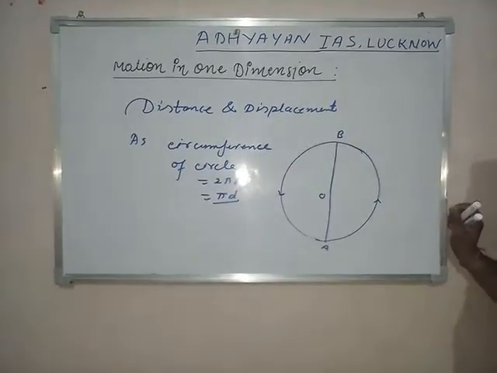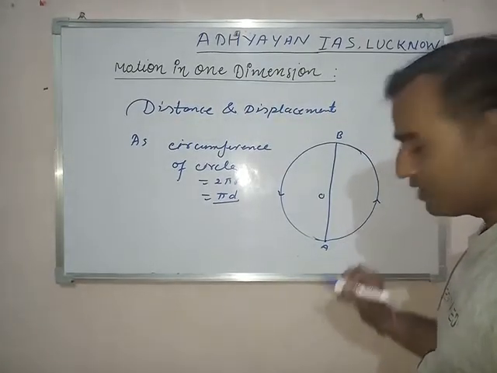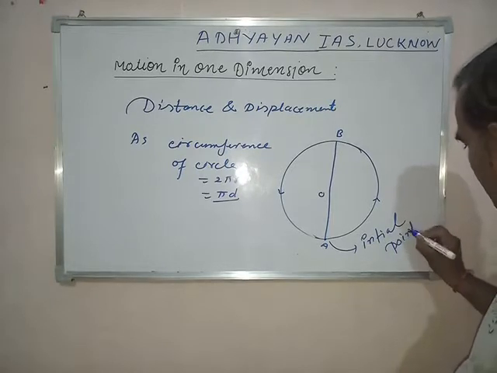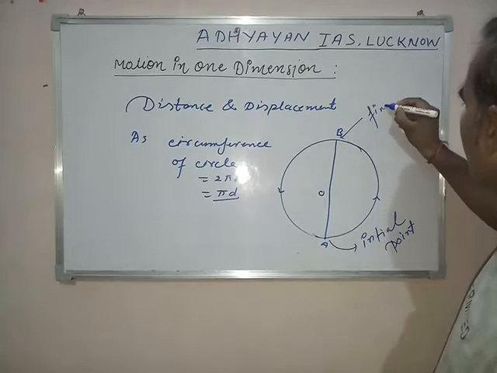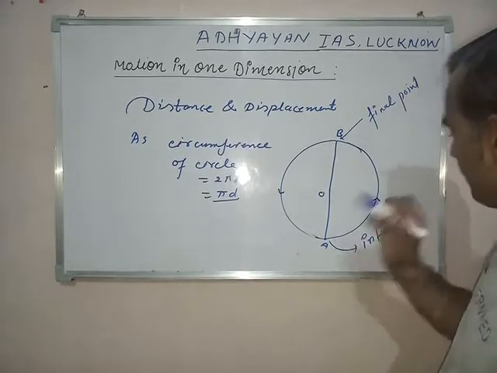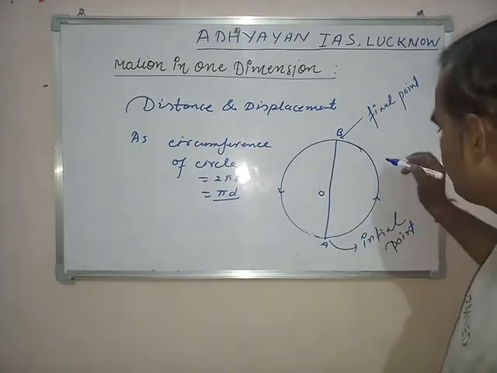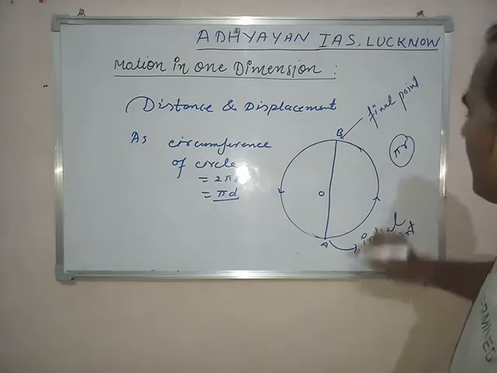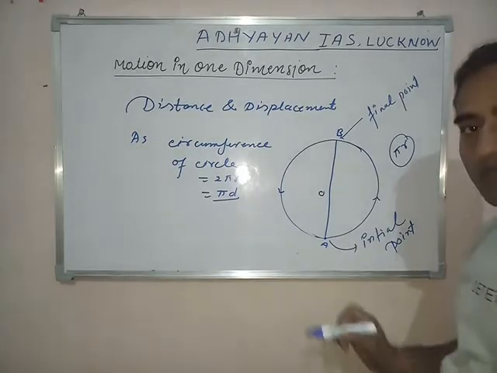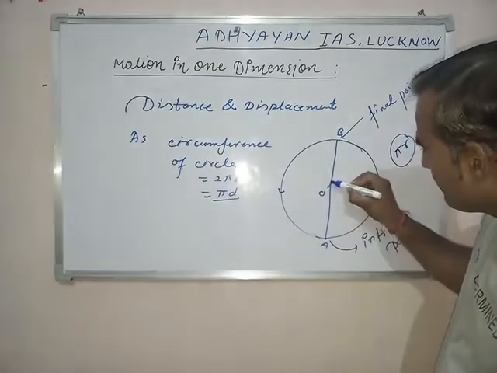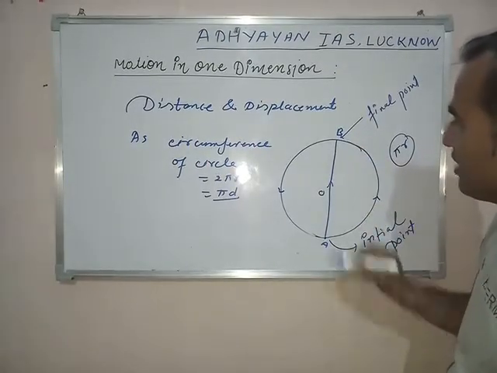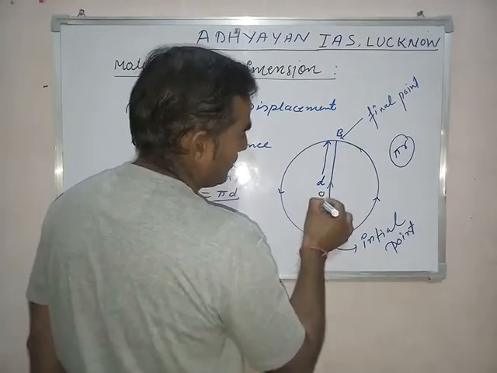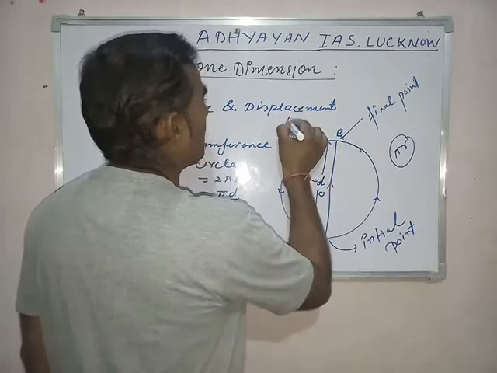And in reference to displacement, consider A as the initial point and B as the final point. If the particle starts from A to B, then it covers a distance AB, and this covered distance is pi r. And what will be the minimum position between 2 points? The minimum position between 2 points will be AB, and it has a specific direction. So here the displacement will be equal to the diameter of the circle.